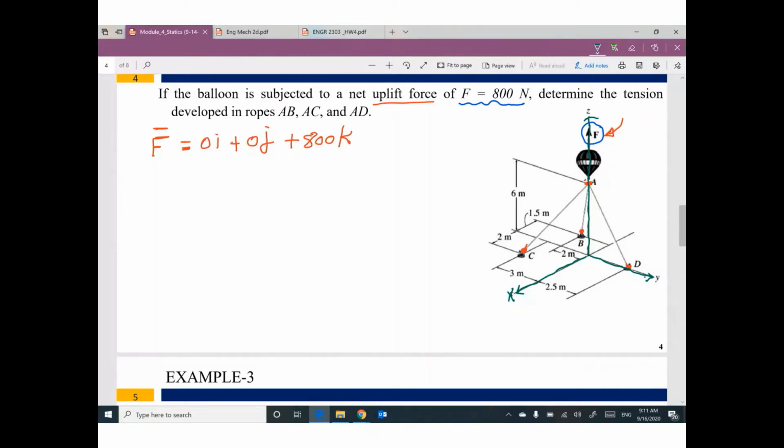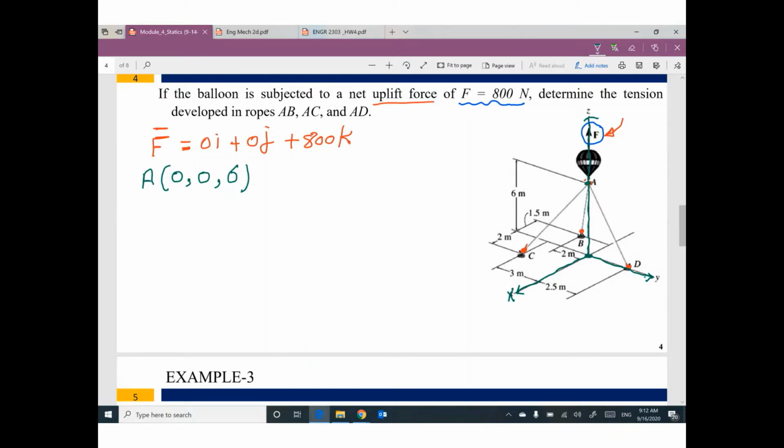Can you help me? What are the coordinates of point A? Where is point A? Here you go. Remember, this origin is 0, 0, 0. If you are going from this origin to point A, I will move in x 0. I will move in y 0. I will move in z 6 meters.